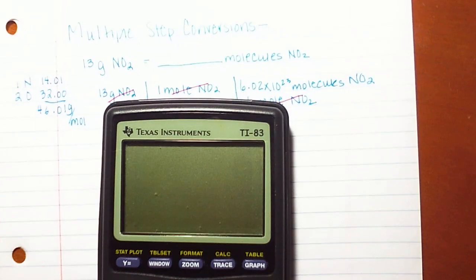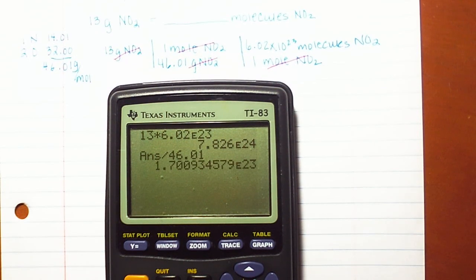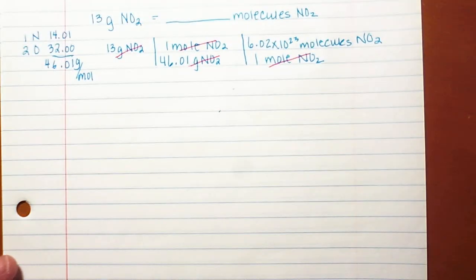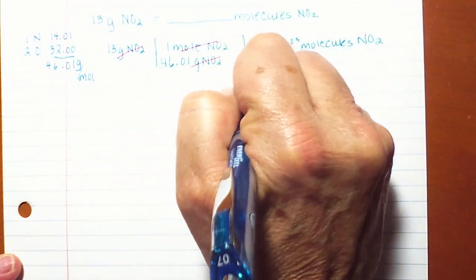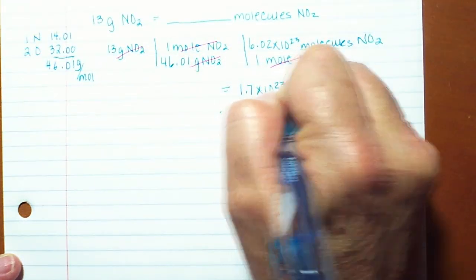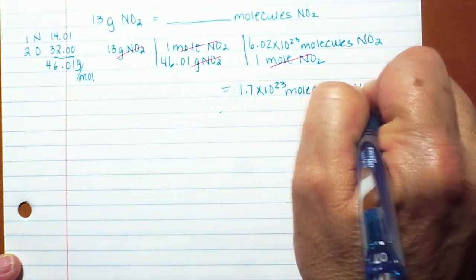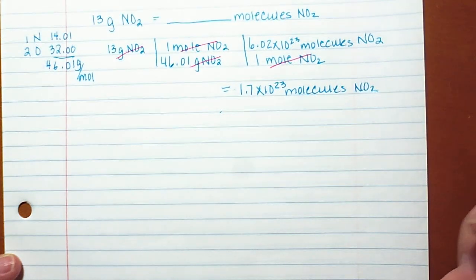Now, when I do my calculator work on this, it's going to look like this. I'm going to take 13 times 6.02 E23 equals, divided by, and then it says answer, right, 46.01. So that gives me 1.7 times 10 to the 23rd. So that equals 1.7 times 10, notice my 2 digits here and 2 here, to the 23rd molecules of NO2. All right, so that's how we get there.